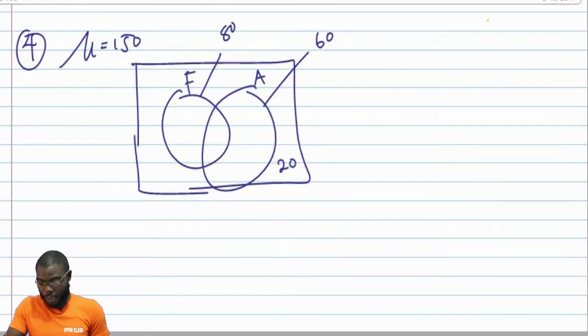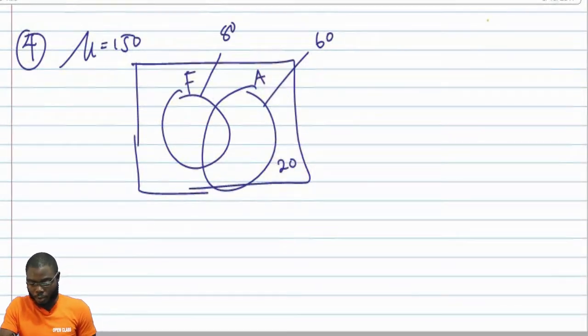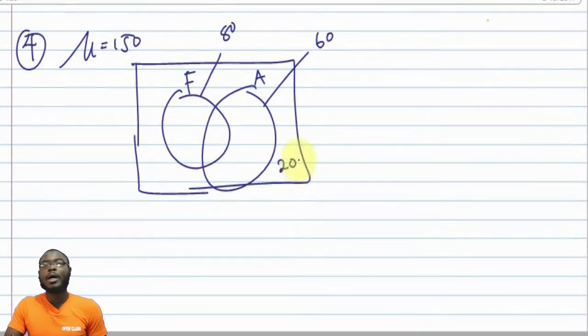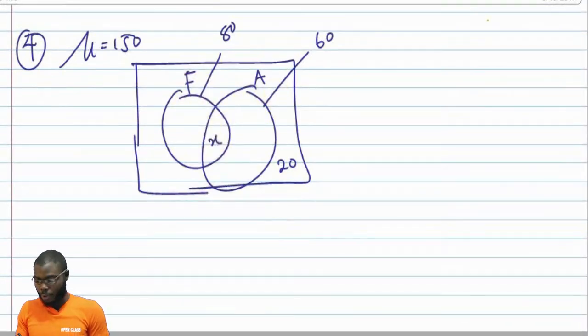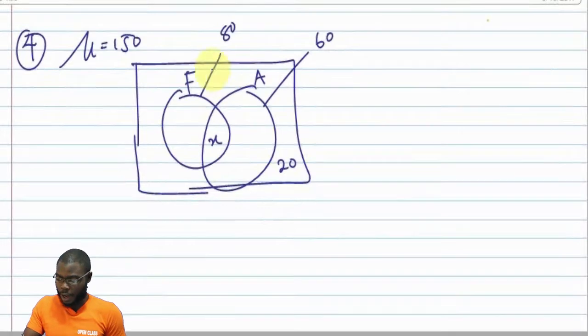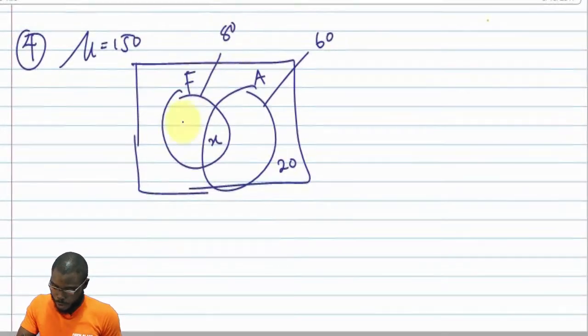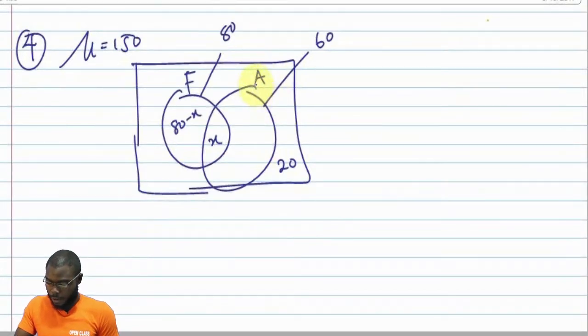So let F be French and let A be Arabic. So we have 20 outside the box. Then how many students offer both subjects? The students that offer both French and Arabic would be here. Let's call it X, since we don't know it. So students that offer French only will be equal to 80 minus X, and students that offer Arabic only will be 60 minus X.